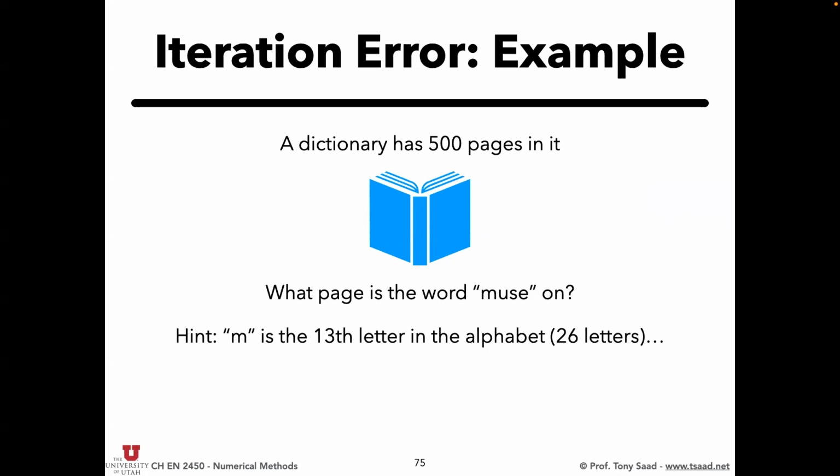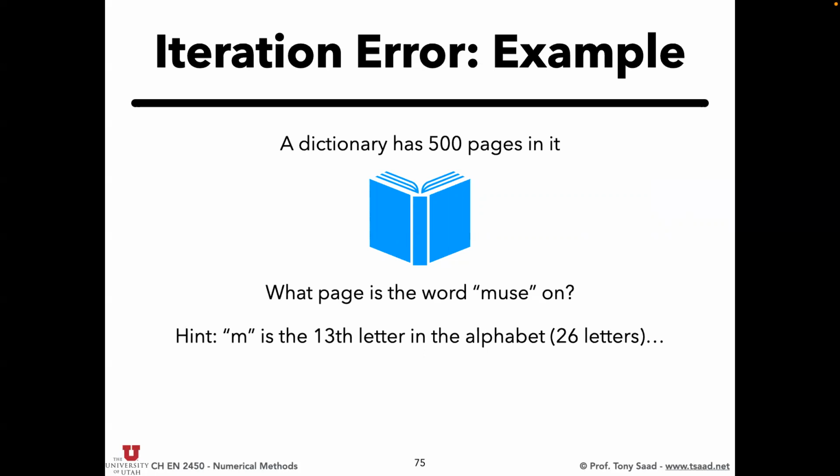So you might say, okay, because the letter M is kind of in the middle, I'm going to assume that half the letters cover half the words in the dictionary, and the other half covers the other half. A good guess might be page 250. Let's say the true answer is that the word muse is on page 193. So the difference between 250 and 193, that's your initial iteration error.